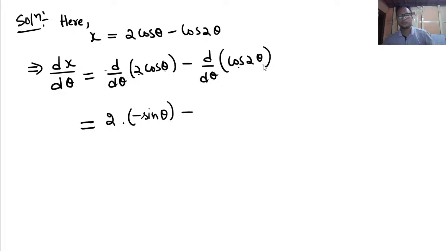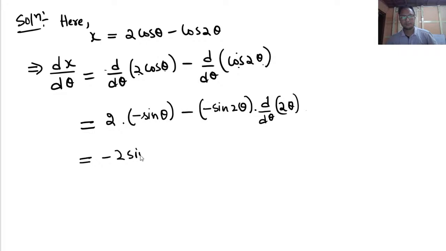Cos 2 theta, even. So we can apply the chain rule here. Differentiating cos gives minus sin of 2 theta, and then we differentiate 2 theta, d by d theta of 2 theta. So we are getting minus 2 sin theta plus 2 sin 2 theta.